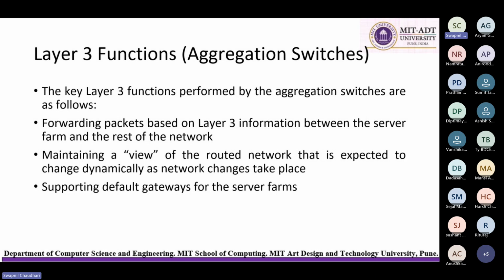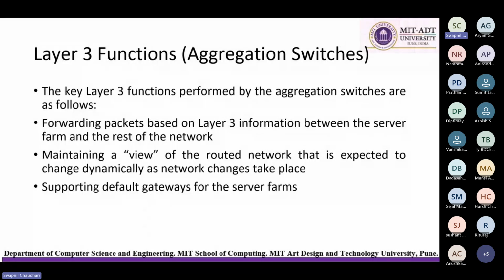For example, link failure, or any network that is added by someone else. So the system adapts quickly without manual interaction. This Layer 3 generally supports the default gateway for the server farm. Here, the aggregation switches act as the default gateway for the servers.